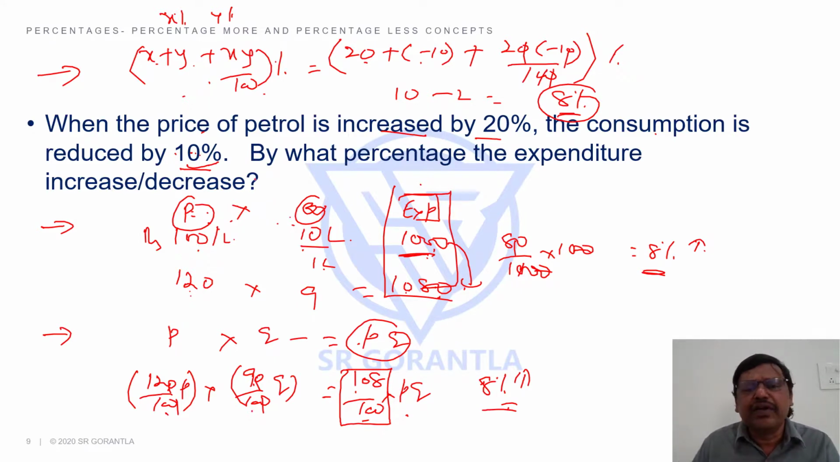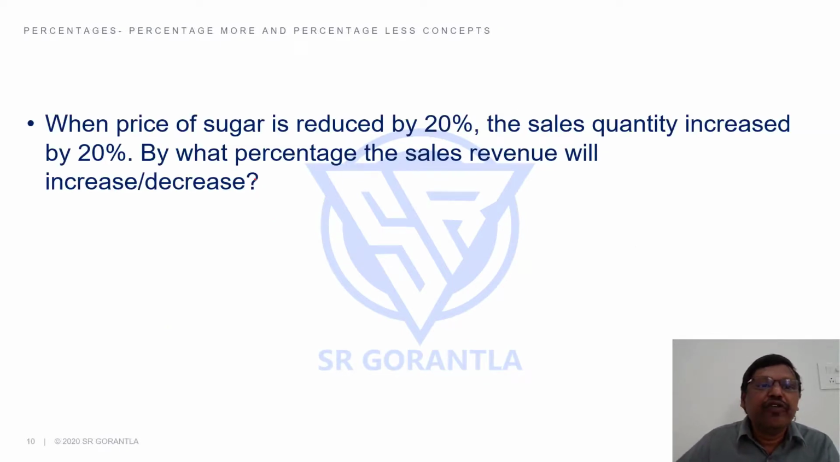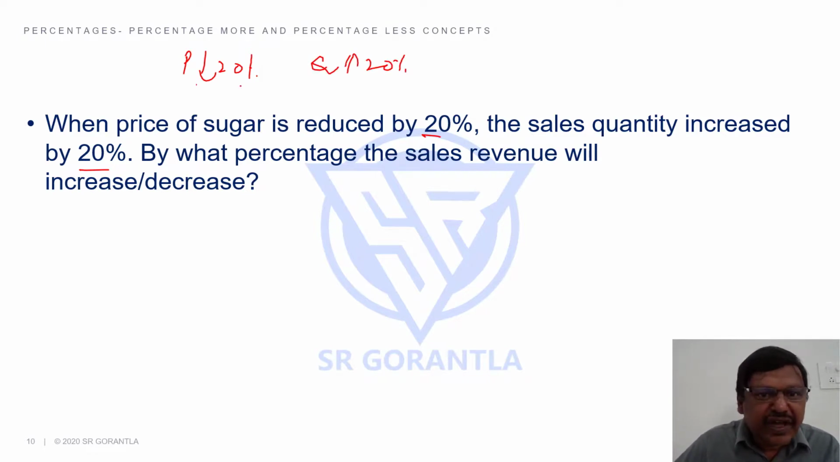Now let's take one more example. When the price of sugar is reduced by 20%, the sales quantity increased by 20%. By what percent will the sales revenue increase or decrease? See, price is reduced by 20%, quantity is increasing by 20%. Both are equal. So can I say there is no change? I'm afraid you will say, but there is change.